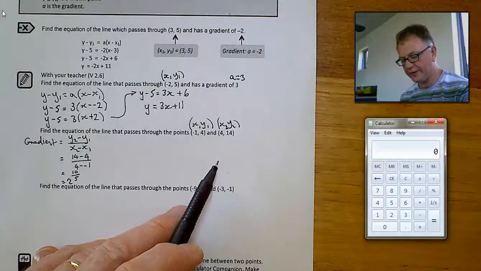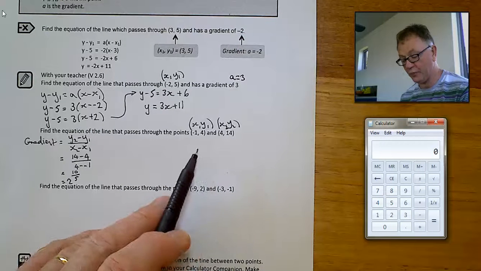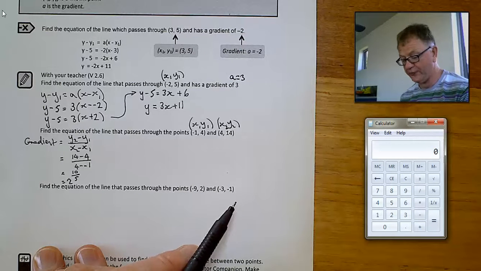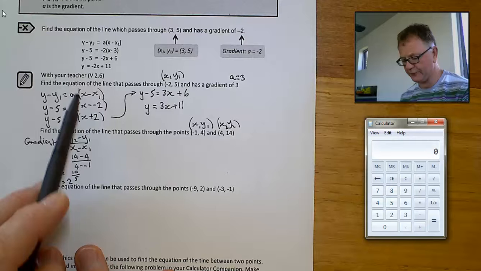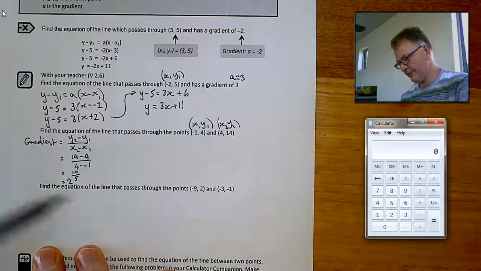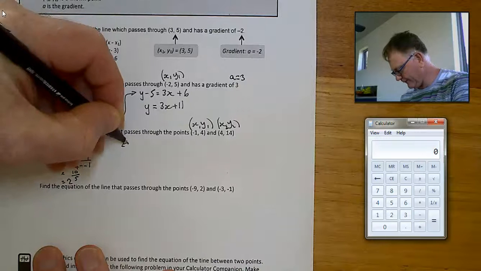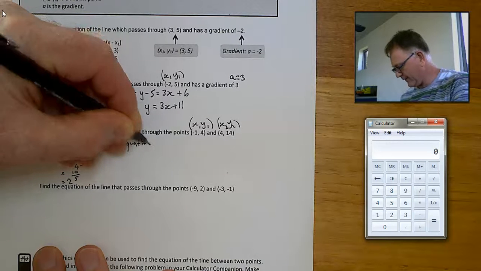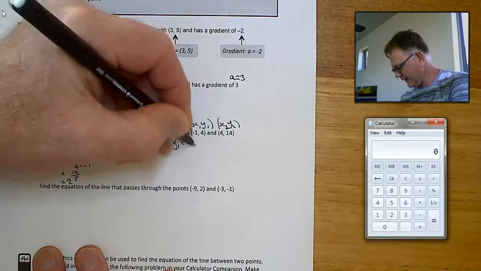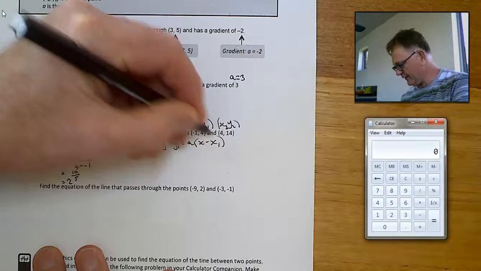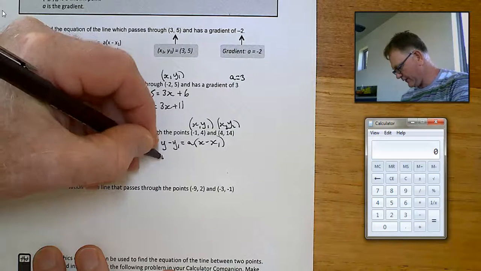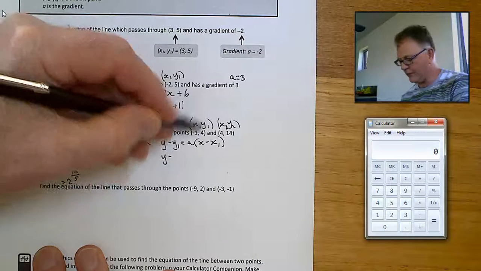Now that you know the gradient and you know 1 point on the line, in fact you know 2, but you know the gradient and 1 point, you can use this formula that we used here because you know the gradient and a point, x1, y1. So that means the equation is going to be given by this formula, y minus y1 equals a(x minus x1). Your value of a, the gradient, is 2, and you've got values for x1, y1 here.